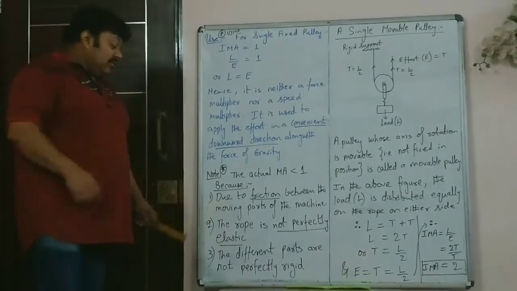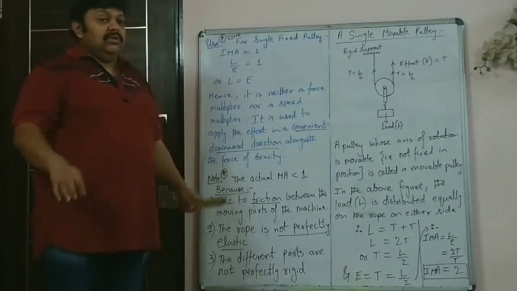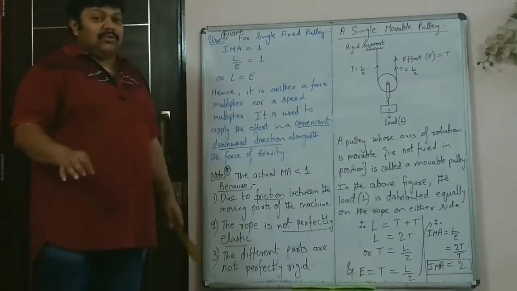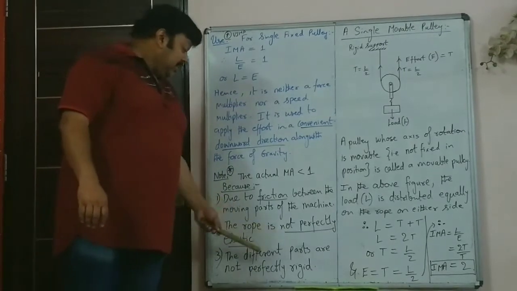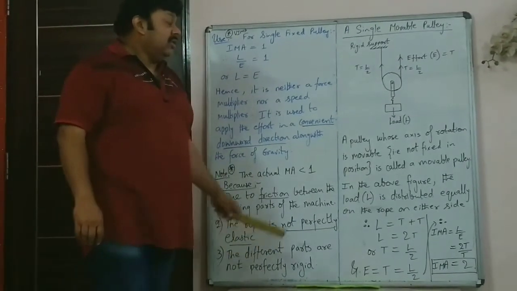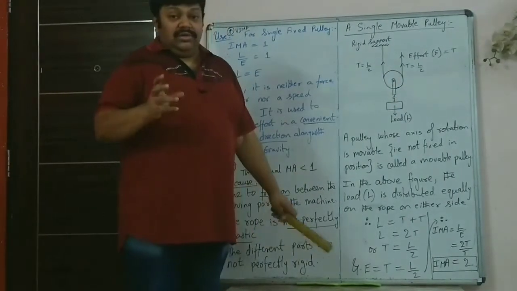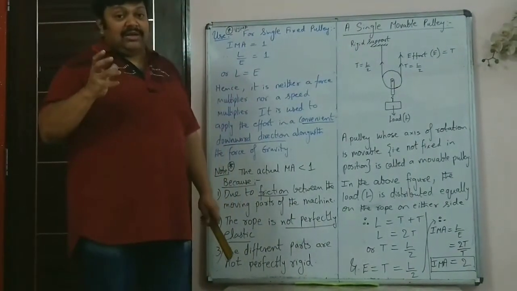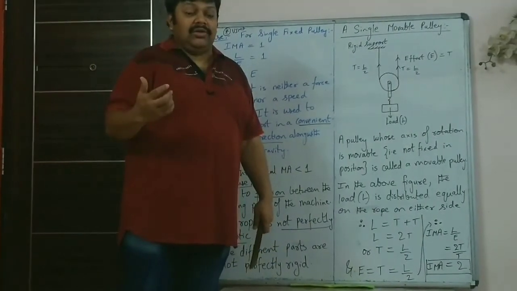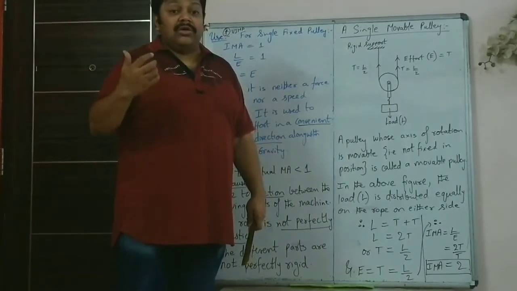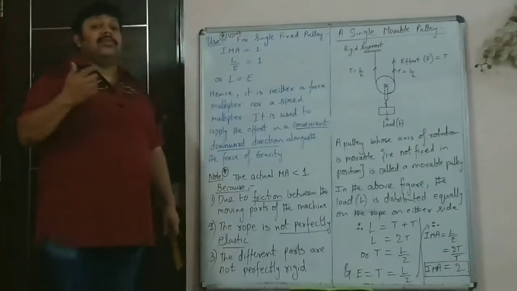So the ropes are not perfectly elastic. Of course, the lift is not a simple machine. We are talking about pulley, which is a simple machine. Lift is a machine. The different parts are not perfectly rigid. That means over a period of time, even the disc, its shape slightly changes. It doesn't look exactly like it would have been when it was brought new. So that is why the disc also is not perfectly rigid.